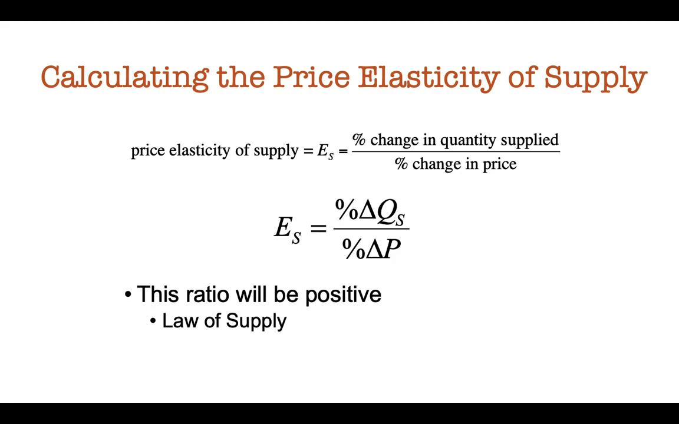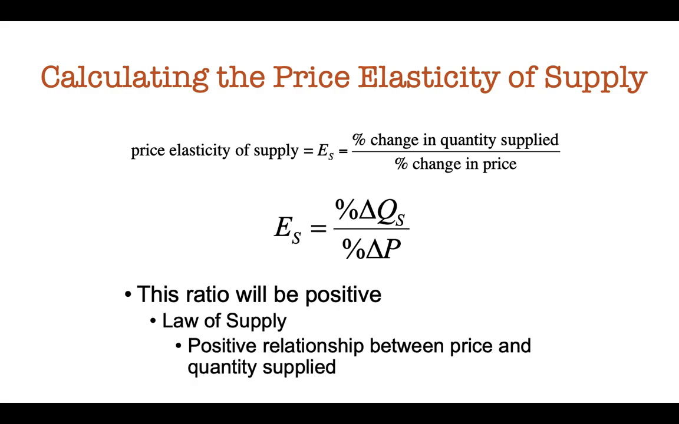When price increases, sellers want to sell more, so we get a positive number over a positive number for this ratio. If the price of an item decreases, sellers want to sell less, so we'll get a negative number over a negative number for this ratio. Regardless of the direction the price is moving, this ratio will spit out a positive answer for elasticity of supply. It's because of that direct or positive relationship between my variables.